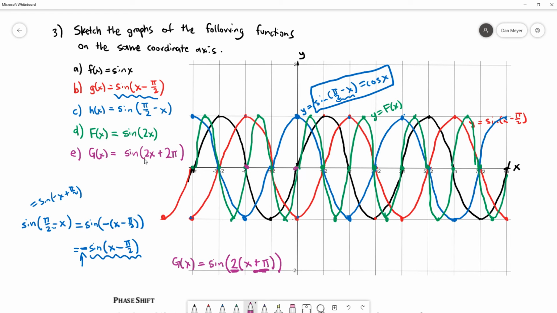So this one gets shifted to the left pi. This one gets shifted to the left pi. This one gets shifted to the left pi. And we're starting to see, I didn't do this on purpose, by the way, it's the same graph.